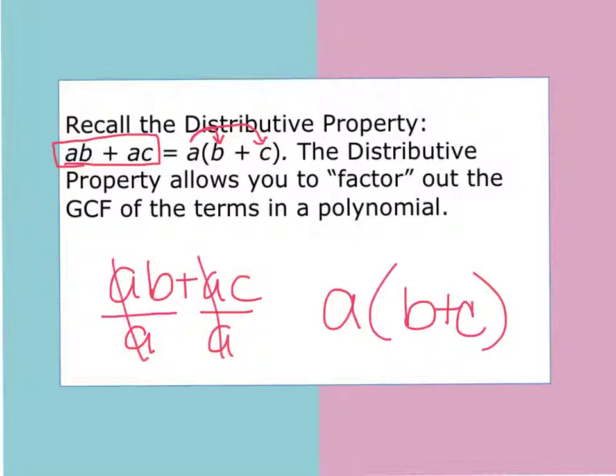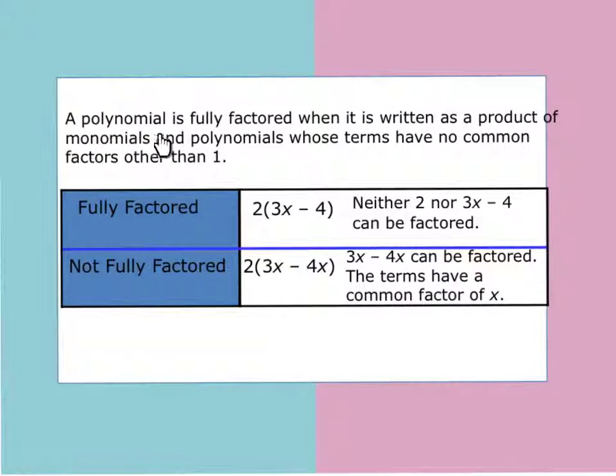Notice that the A's go away. All you have left is B plus C. So the distributive property allows you to factor out the GCF of the terms in a polynomial. And that's exactly what we're going to do through two examples for this video. A polynomial is fully factored when it's written as a product of monomials and polynomials whose terms have no common factors other than one. So, to understand all this information here, I have a table for you.